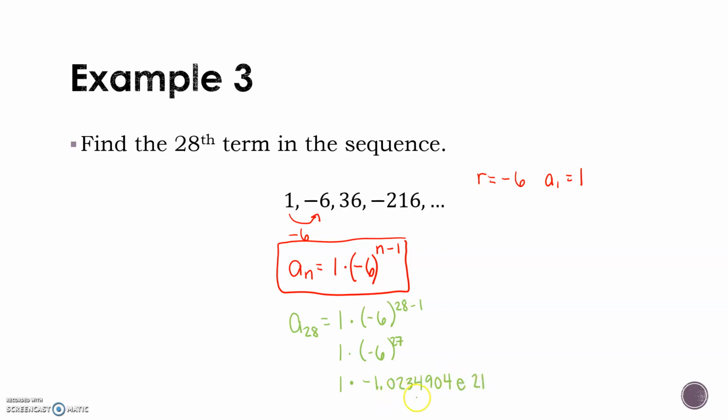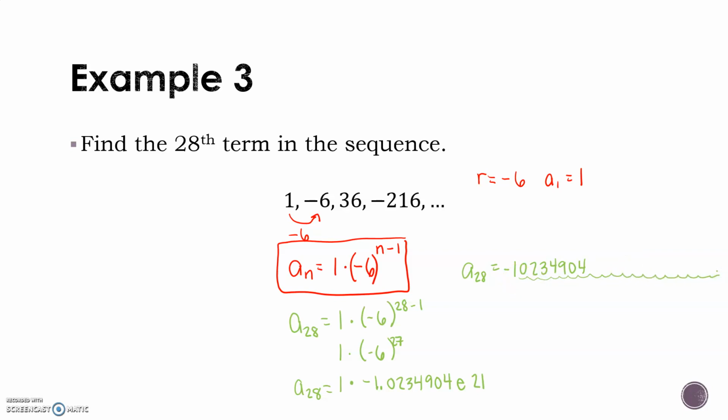So remember, what this means is that actually a sub 28 is equal to this. And if I multiply it by 1, it's going to be the same number. So it means that a sub 28, or the 28th term, is -102349904, and I'm taking that decimal and moving it to the right 21 spaces. 1, 2, 3, 4, 5, 6, 7, 8, 9, 10, 11, 12.